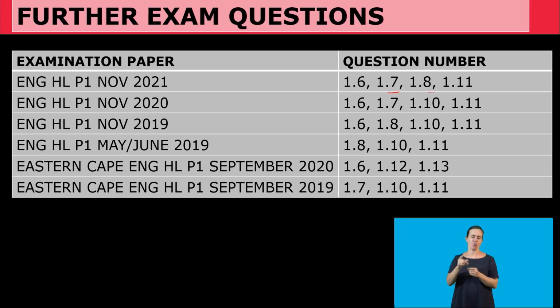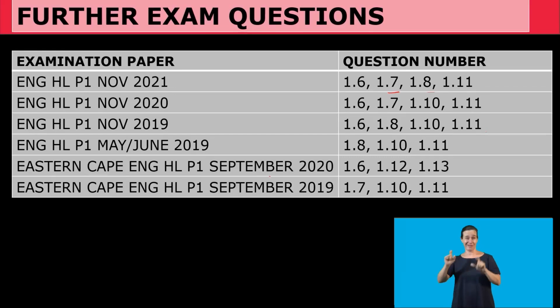These are all questions that focus on what we did today. You can also go to the Eastern Cape and use their September 2020 paper, 1.6, 1.12 and 1.13, or from 2019, their September paper, 1.7, 10 and 1.11.